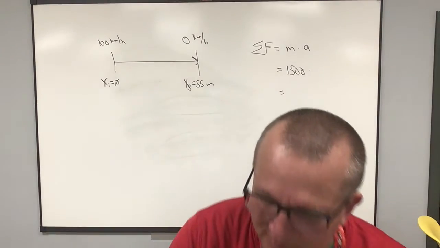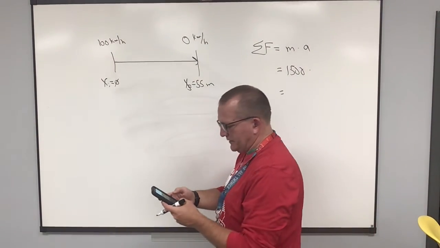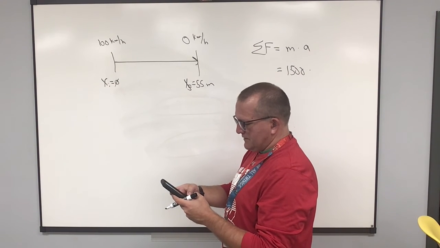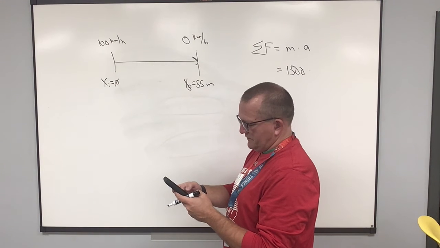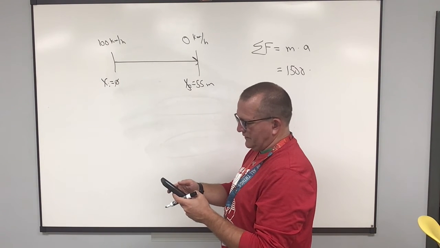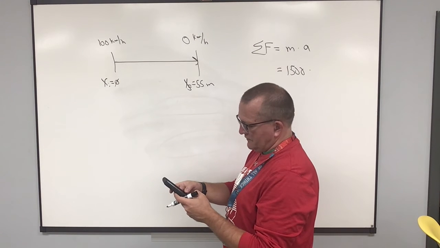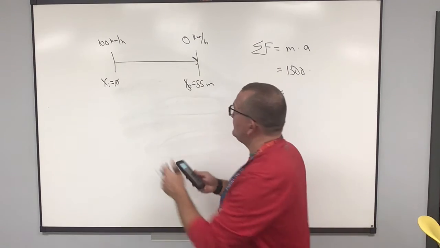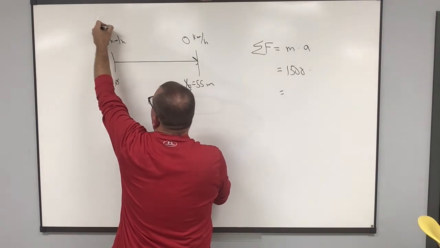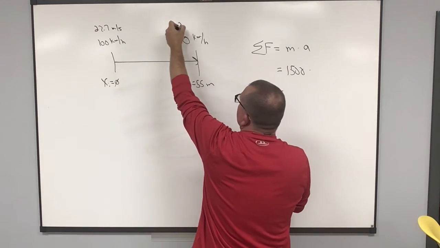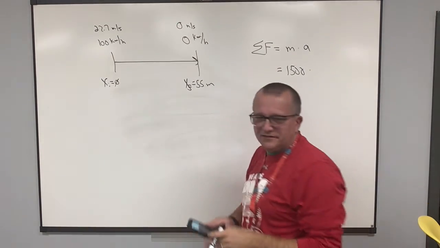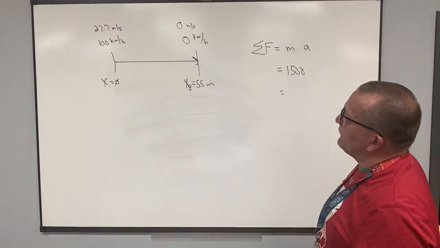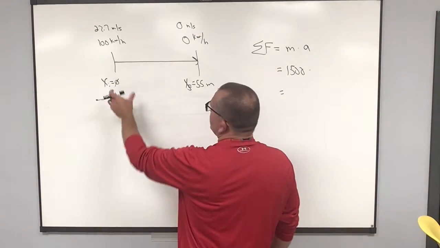Now, first thing I want to do is take my 100 kilometers per hour and convert it to meters per second. So we multiply by 1,000 and we divide by 3,600. And we get 27.7 meters per second. Of course, the final velocity is still 0 meters per second. This just gives us an acceleration in meters per second squared, which is what we need to solve for force.